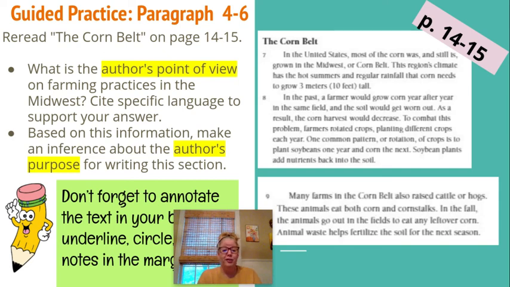And I think that the author's purpose is to inform. She's giving us factual information, scientific facts, and she is informing, or teaching us, facts about the process of growing corn.